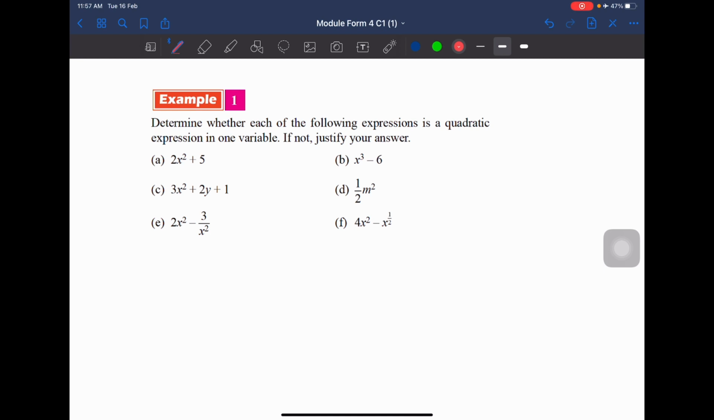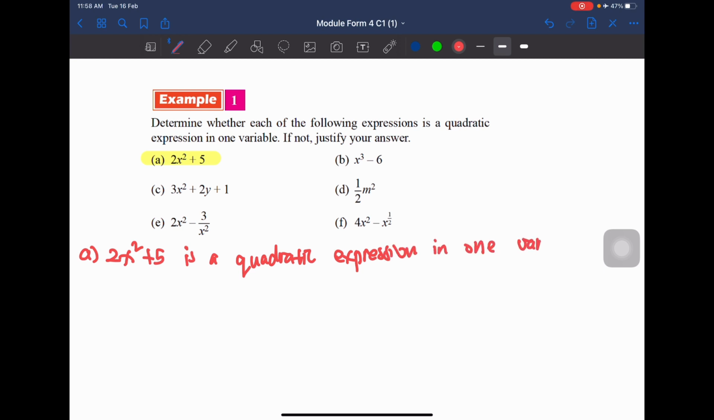Okay, so look at the first one. A. Determine whether each of the following is a quadratic expression or not. Okay, so kita tengok, kita ada 2x square plus 5. Semua dalam ni ada x kan? Dan highest power is 2. So yes, this is a quadratic expression. So macam mana kita nak tulis? So 2x square plus 5 is a quadratic expression in one variable.